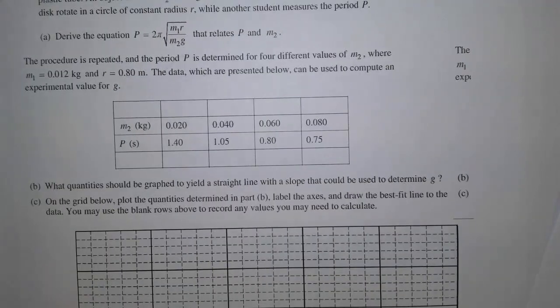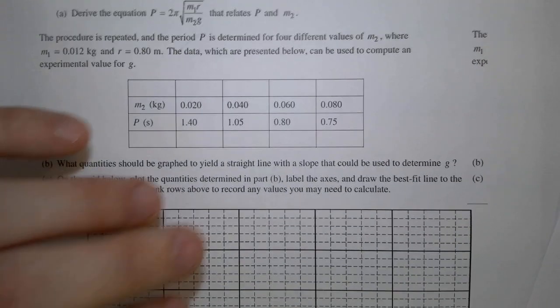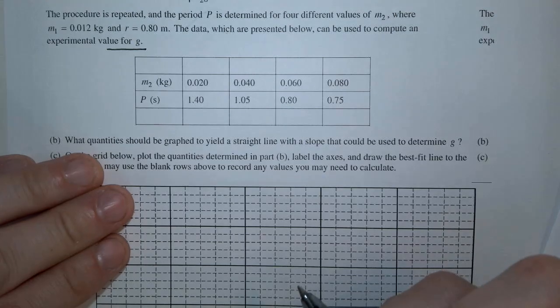Okay, now even if you couldn't derive the equation, sometimes if it's a hard equation, they give it to you. And now we get to the linearization part, which is about 5 minutes into the future. If you joined me now, we're filling in the chart. We want to find the experimental value for g.